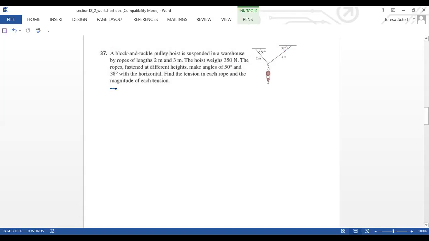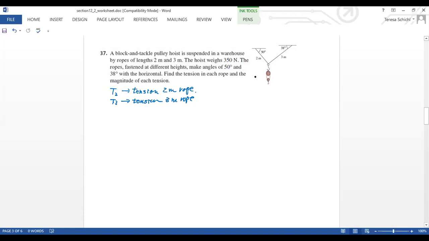So I will call the tension T2. This is the tension for the 2 meter rope. And then I have T3, which is the tension for the 3 meter rope.